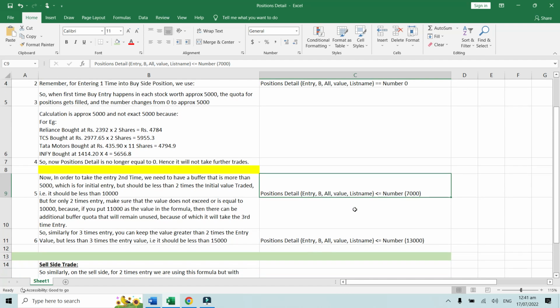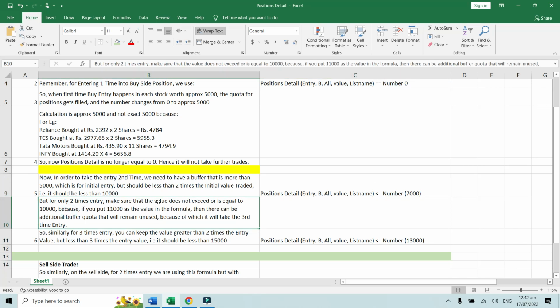All right. And similarly, for only 2 times entry, make sure that the value does not exceed or is equal to 10,000, because if you put 11,000 as the value in the formula, then there can be additional buffer quota that will remain unused, because of which it will take the third time re-entry, right? Because initial entry is 5,000, second time entry total value is 10,000, and the third time entry on the 5,000 value basis will be 15,000. So similarly for the third time entry, you can keep the value greater than 2 times the entry value but less than 3 times the entry value. That should be less than 15,000.